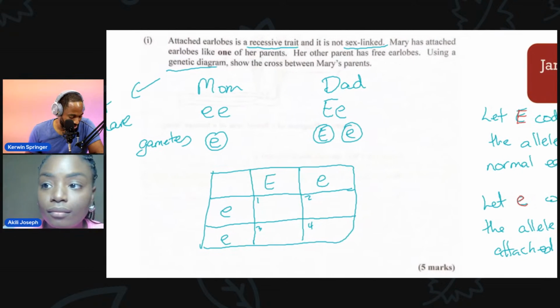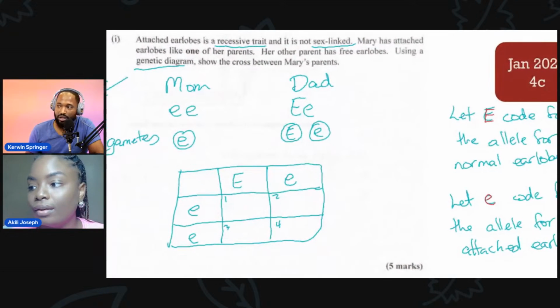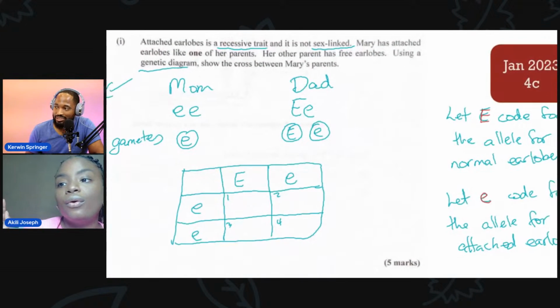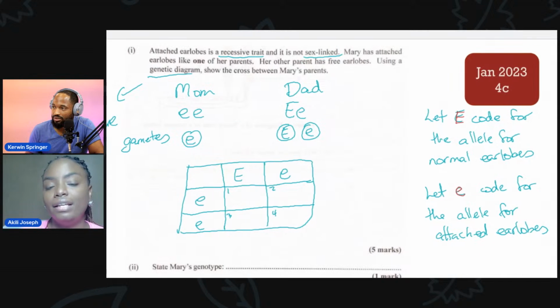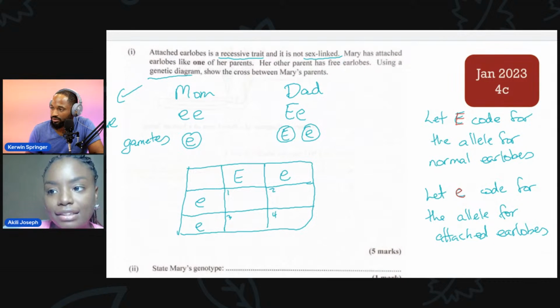Britannia is saying, don't they normally use X and Y? Is she talking about sex linked? Yeah, so we only factor in X and Y if the alleles are on sex chromosomes, but they specifically said in the question that this is not, right?